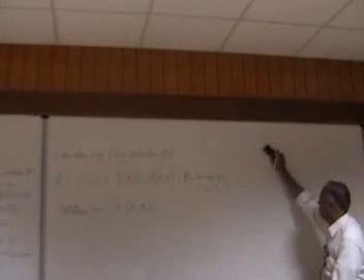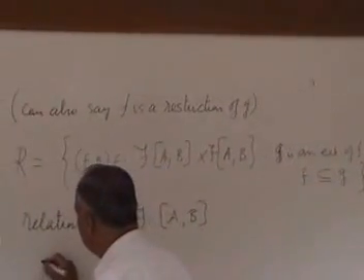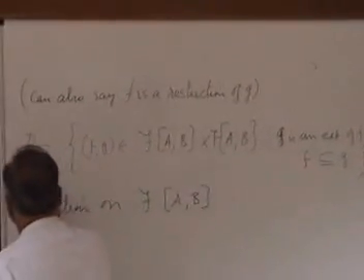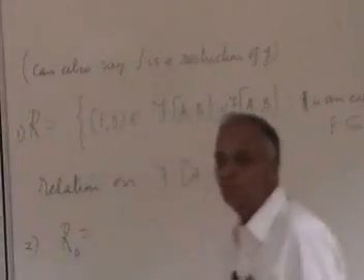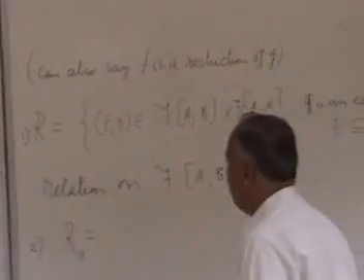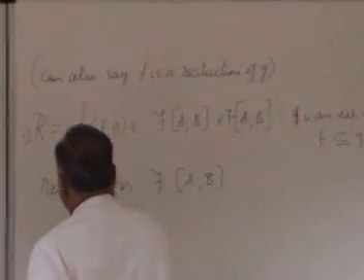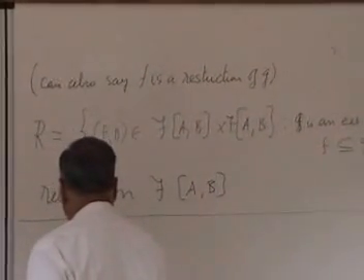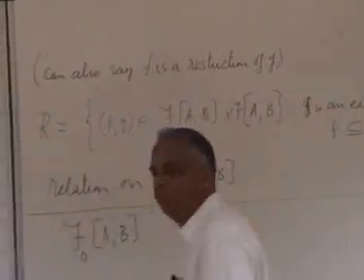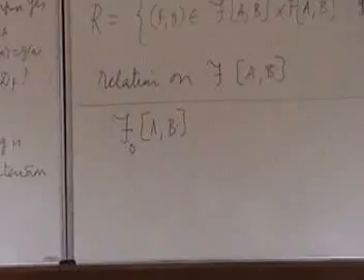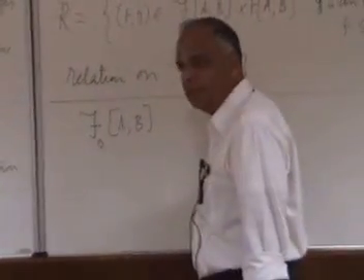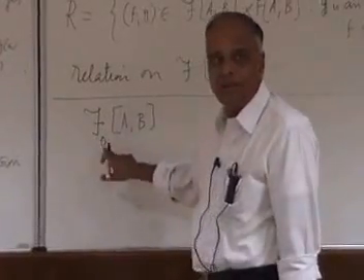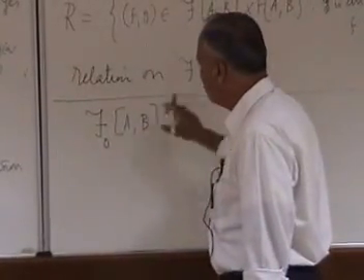I will use this, therefore, very shortly in the next class. In the following, we could also look at another relation on the same set. We will use the following notation: F naught of A, B, exactly the same idea, but something additional is going to be asked for. So I am not going to take all such functions, but among these functions I am going to pick some of them.